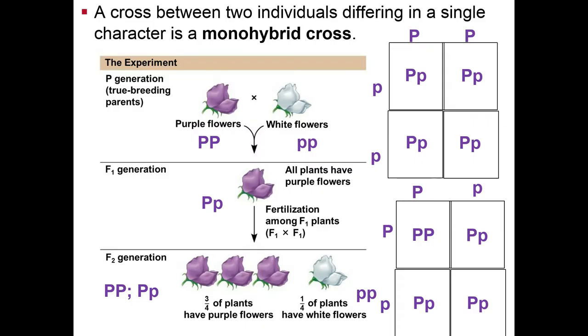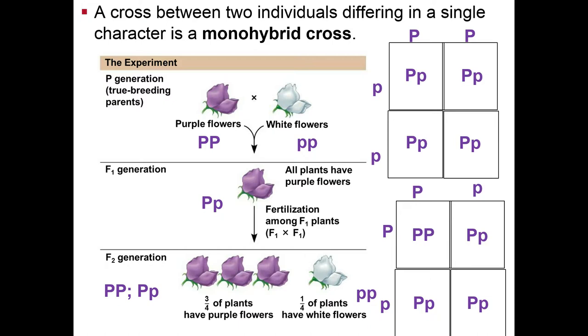Now, when you're looking at a monohybrid cross, you're looking at the possible outcome of crossing two individuals involving a single characteristic. So here we're looking at two individual flowers that differ in a single characteristic, flower color. So purple flowers and white flowers. So we have true breeding parents.